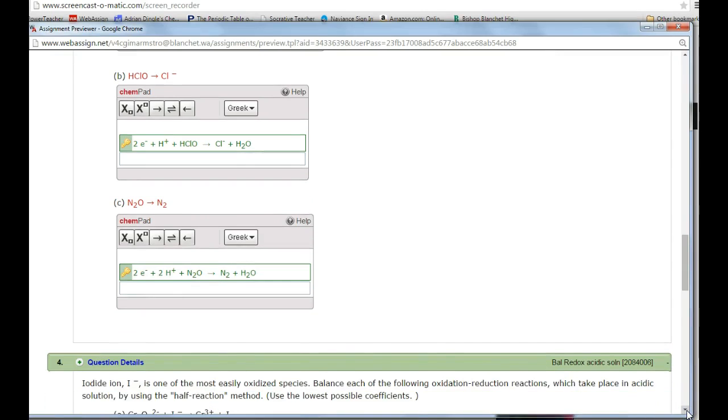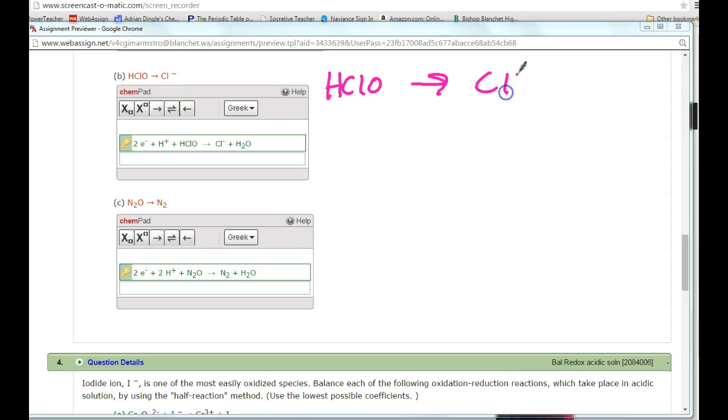This next one, HClO yields Cl-. 1 Cl, 1 Cl, 1 O, add 1 water. Now I have 2 H's, 1 H, add an H+ to this side. Now look at the charge, a 1+, a 0, a 1-, and a 0. So, sorry, I had 2 H's on this side, so I need to add 2 H's.